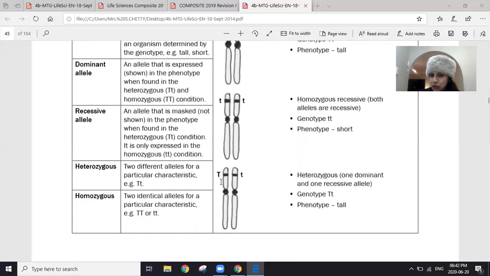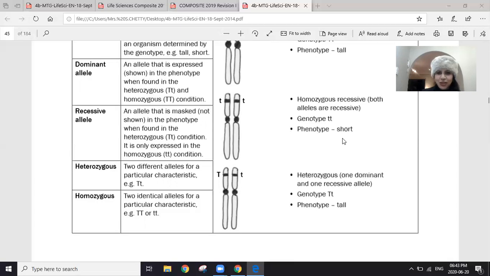Heterozygous means having two different alleles. If the recessive allele is found together with the dominant allele, it will have no say. It will be masked. But if it is found in a homozygous condition like here, when there are two recessive alleles, then the recessive characteristic will show. In other words, the shortness will show.